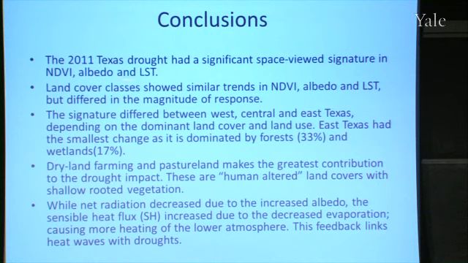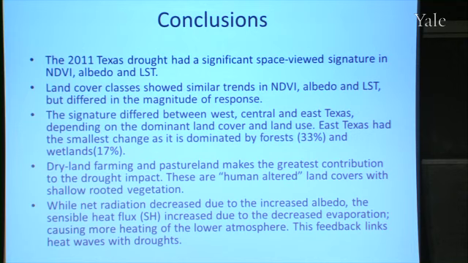All the land cover types, except for water, showed similar trends, that is, decreasing NDVI, increasing albedo, and an increasing LST. But they differed in the magnitude of the response, depending on the land cover type. The signature differed somewhat between West Central and East Texas, depending on the dominant land cover type. East Texas had the smallest change, as it's dominated by forests and wetlands, both of which were rather resistant to change under the impact of the drought.